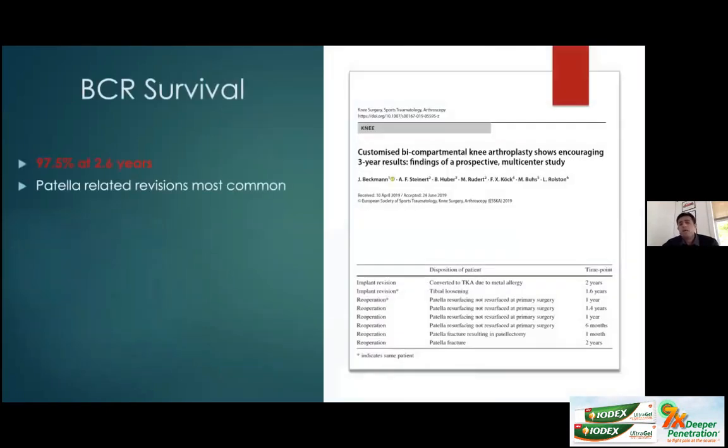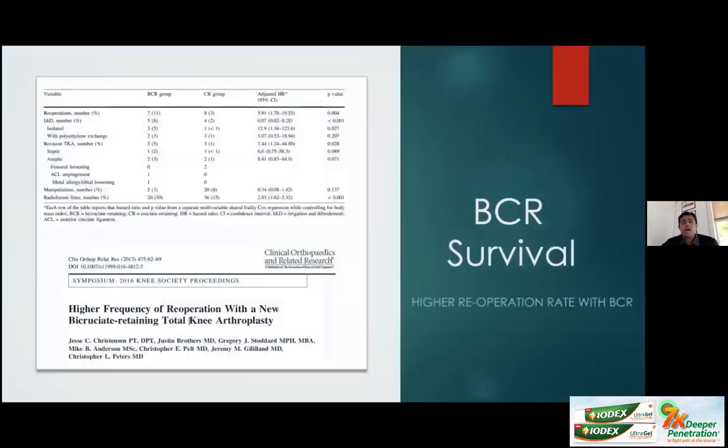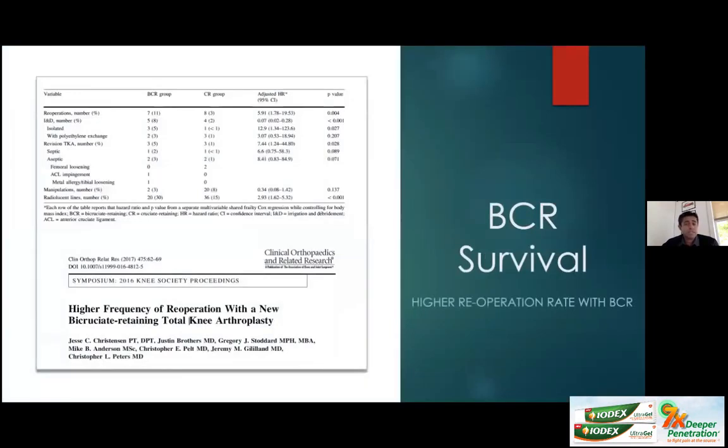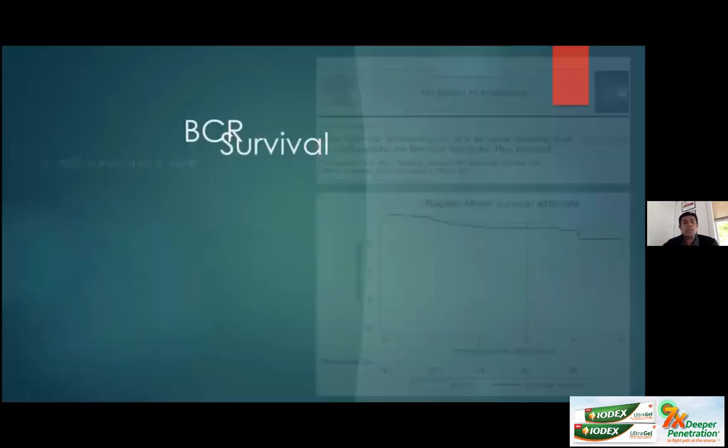Finally, with regards to bicruciate retaining survival, in the short term, people have said that there is very good survival, almost 98% at 2 or 3 years, and patella revisions seem to be the most common because the extensor mechanism seems to be stressed if that ACL is not functioning like it should. Higher reoperation rates do exist with bicruciate retaining, probably because of technical challenges associated with preserving both cruciate ligaments.